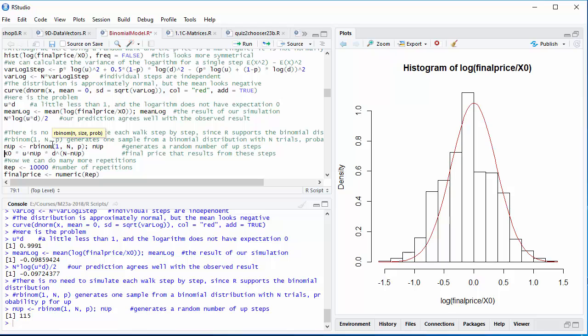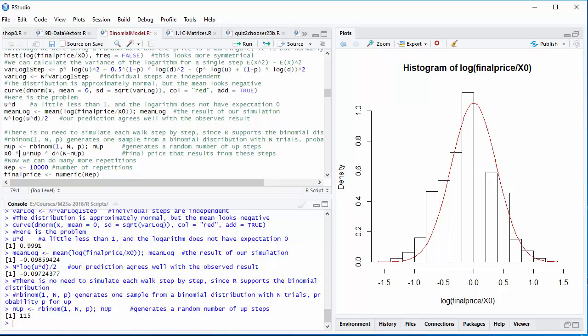Now, there's no need to do this step by step because R supports the binomial distribution along with all other standard distributions. So R binom will generate random numbers. In this case, I just want one of them from a binomial distribution where you make n trials with a probability p of an upward step. So this will generate a random number of upward steps.